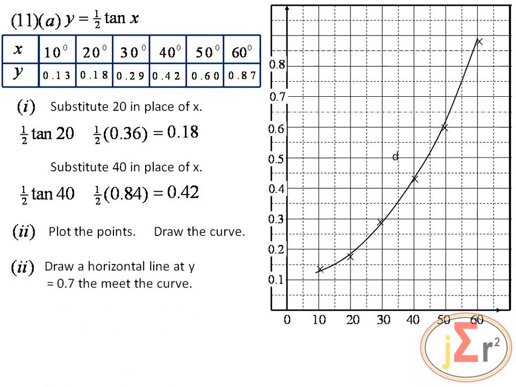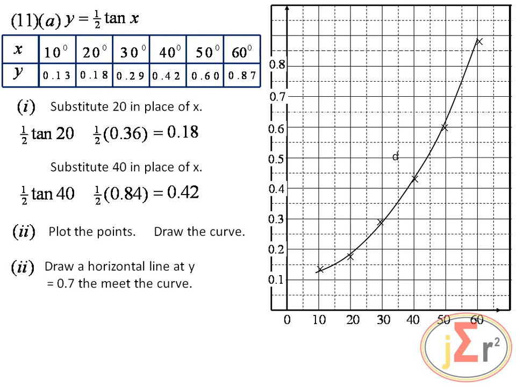Draw a horizontal line at y. And why are we doing that? We need to determine from the graph the value of x where y is equal to 0.7. So y is equal to 0.7 and we need to determine the value of x.